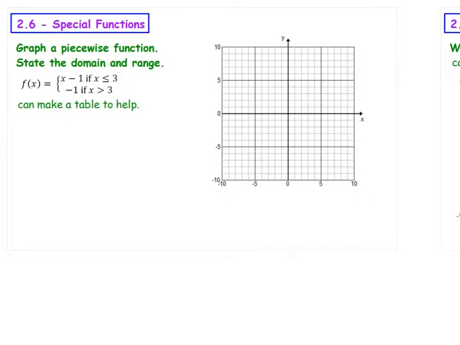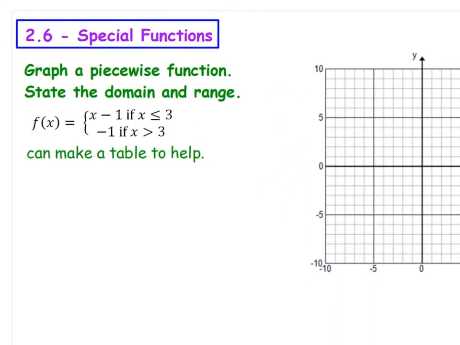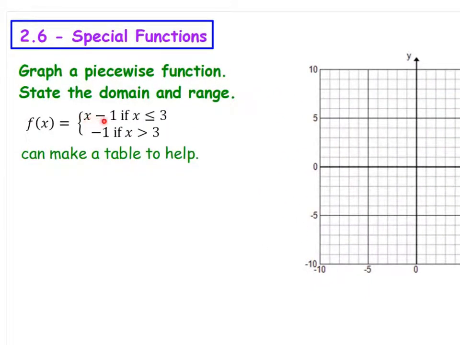So we have a function that says you want to graph the function x minus 1 when x is less than or equal to 3, and you want to graph the function f of x equals negative 1 if x is greater than 3. So really, this is just a combination of two functions. So I'm just saying I want this function graphed and this function graphed. There are two different functions, but I only want the piece of this one where the x values are less than or equal to 3, and I only want the piece of this graph where the x values are greater than 3.